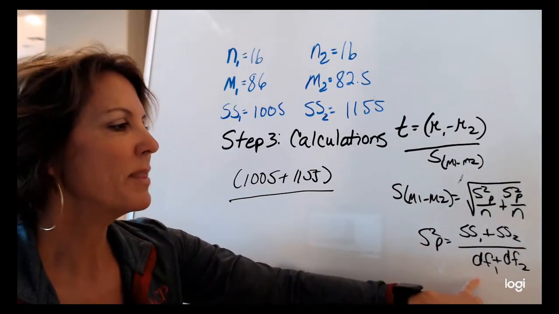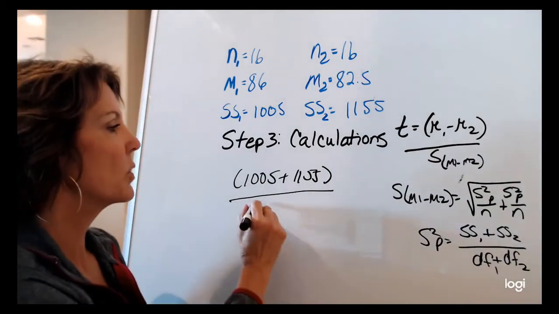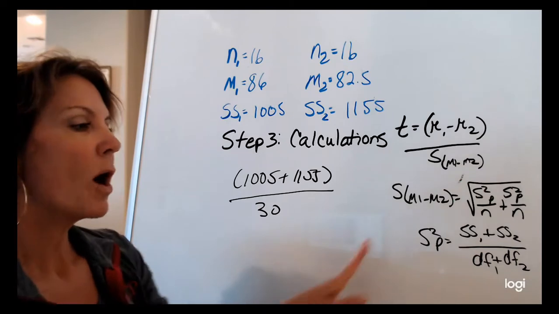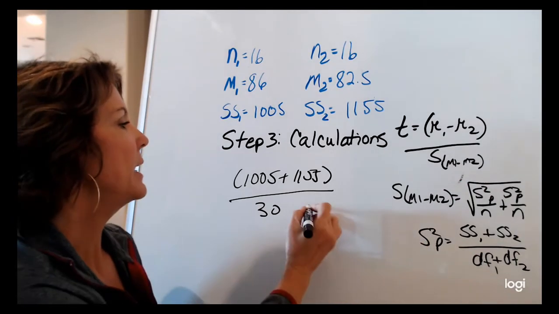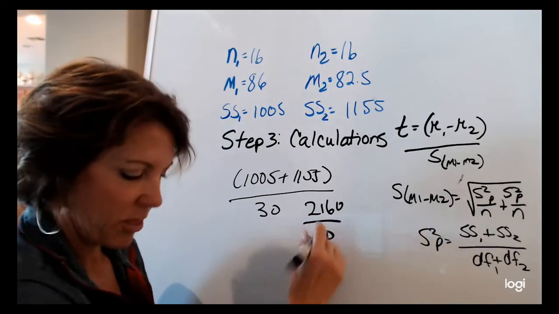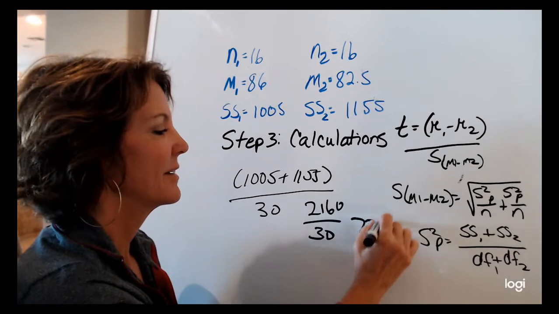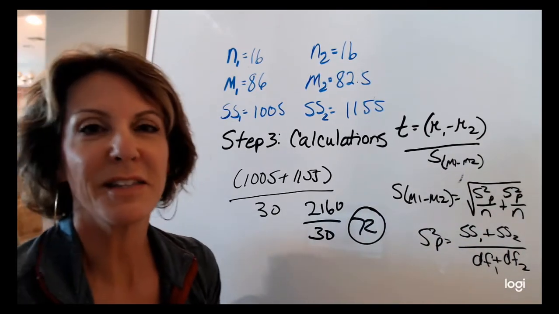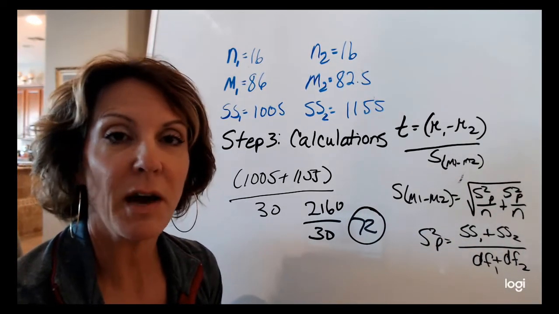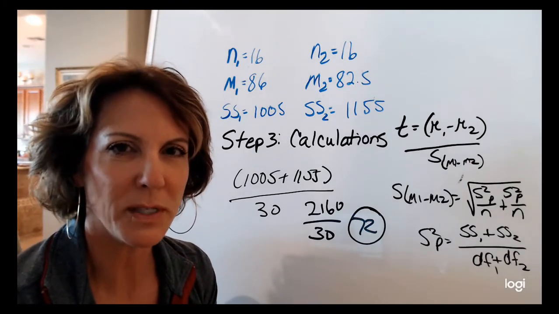We already determined that the degrees of freedom is n minus 1, so 15 in each group for a total of 30. So our pooled variance is going to be 2160 divided by 30, which is going to give us a pooled variance of 72. Now that we have our pooled variance, we can plug that into the standard error formula. That's what's coming up next.